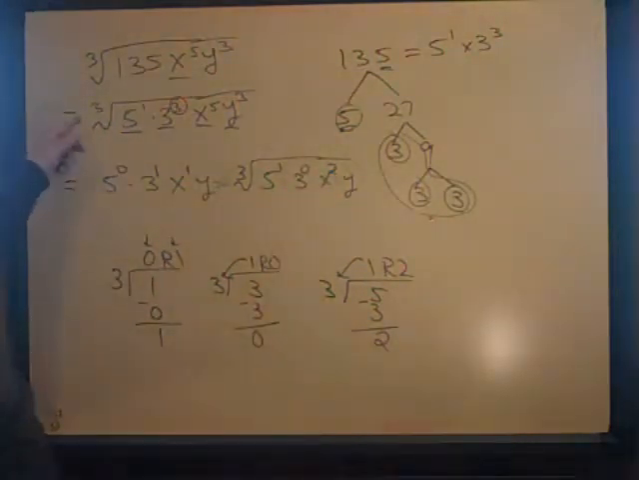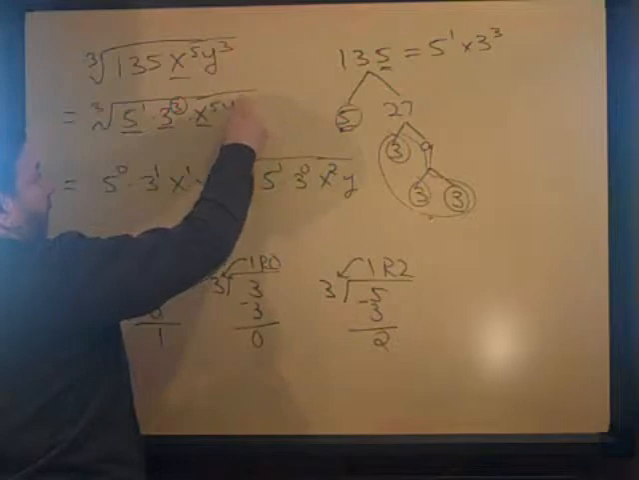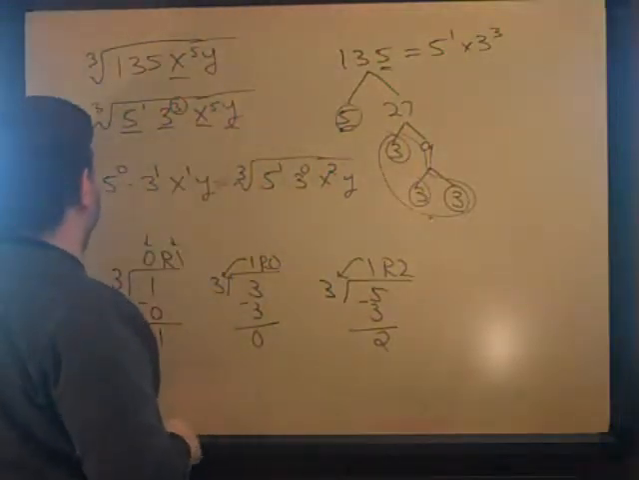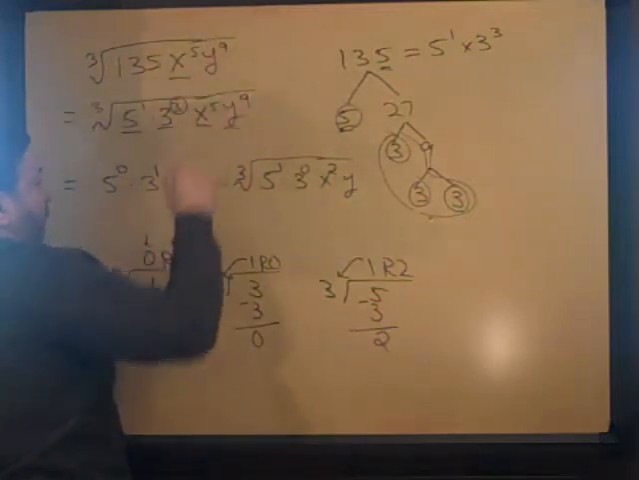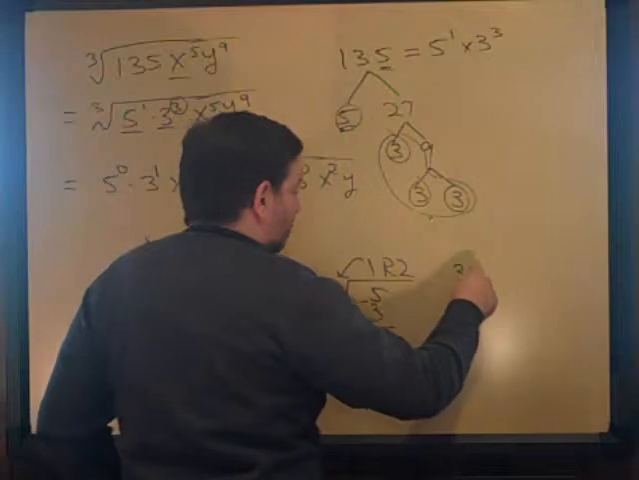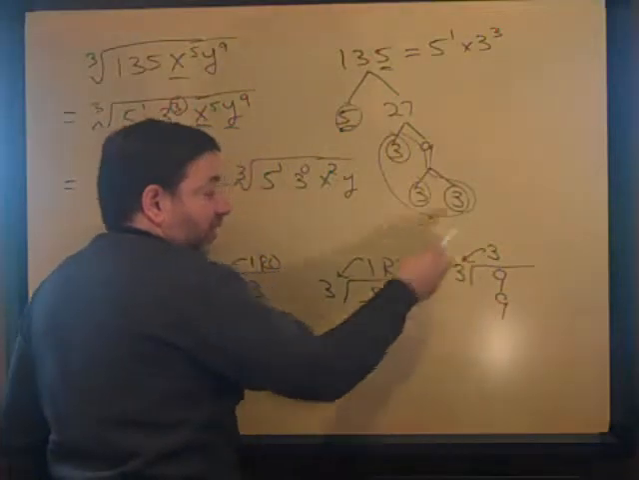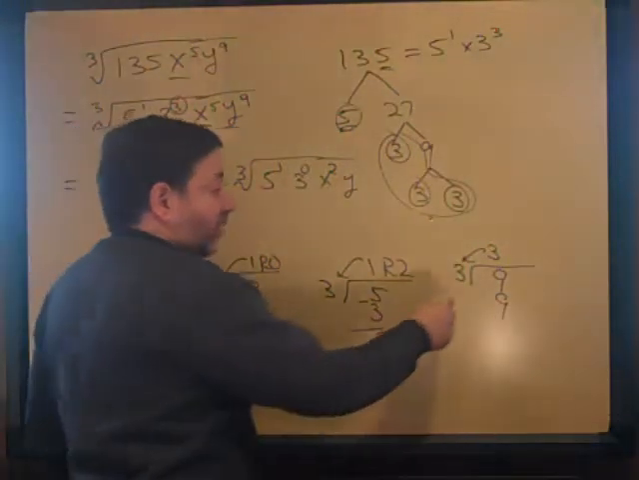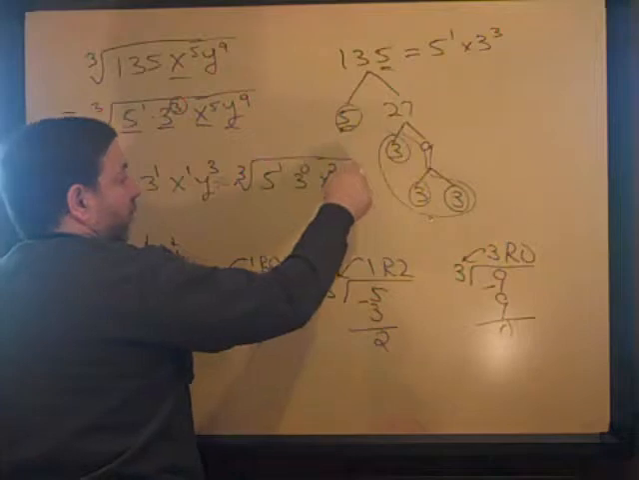Now we do the last one. I'd rather it not be 3. Let's make this 7 instead. Actually, let's make it 9. Okay, so now we do 3 into 9. It goes 3 times. 3 times 3 is 9. You subtract, you get the remainder 0. So I put 3, remainder 0.